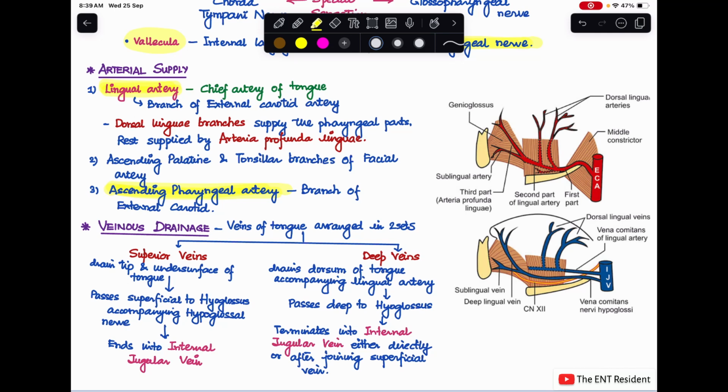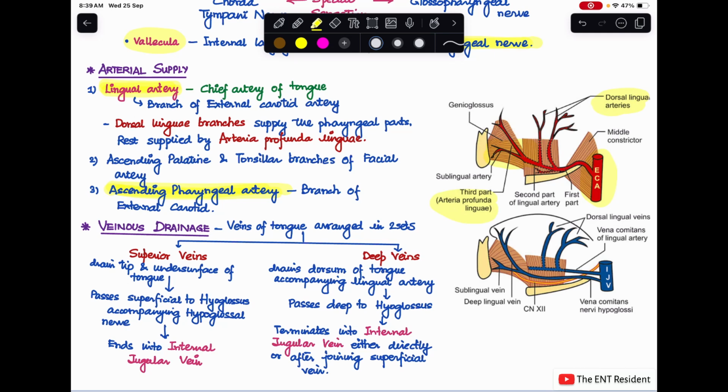So this was about the arterial supply. As you can see in the image over here, this is the external carotid artery, and from that originates the lingual artery. And from the lingual artery, there's the arteria profunda linguae and the dorsal linguae arteries.